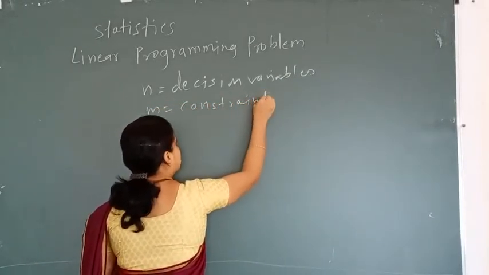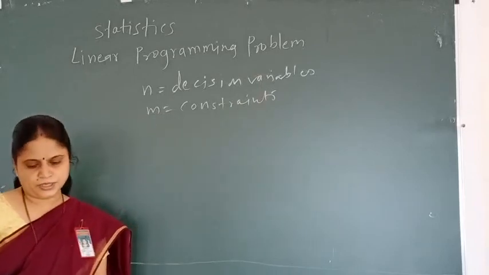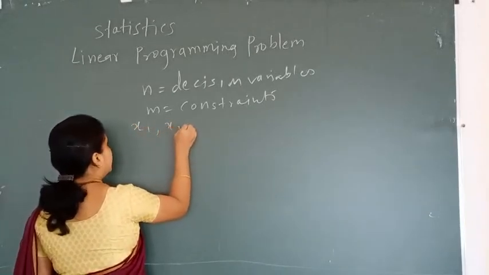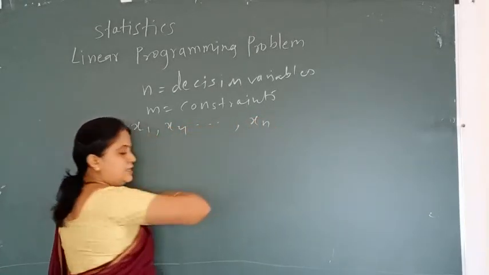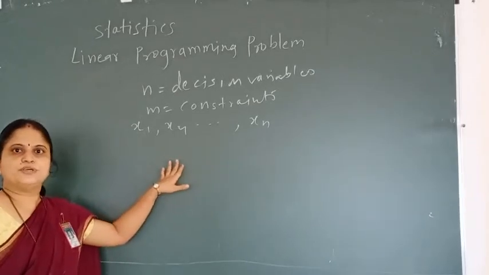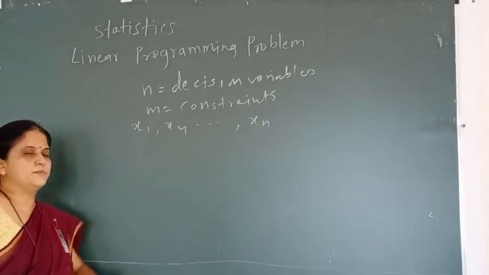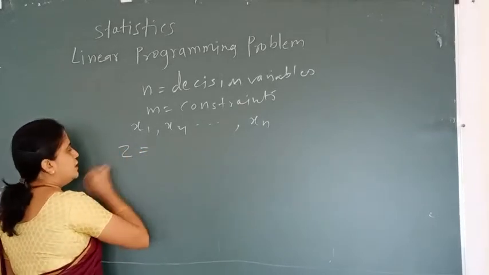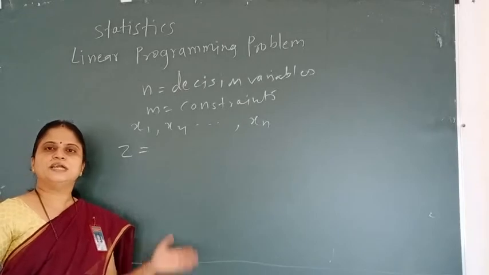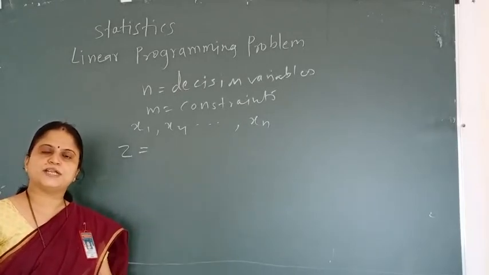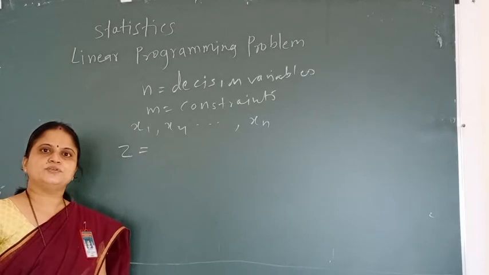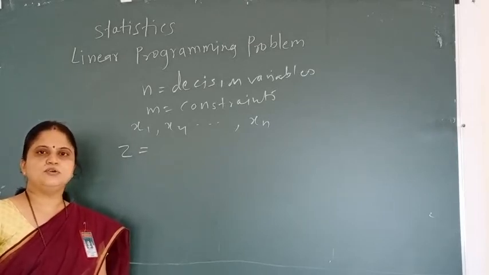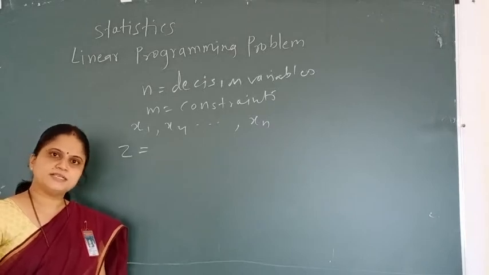Constraint means the conditions placed on the variable. The decision variables, as I told you, are x1, x2, up to xn, n in number. These are the variables whose values we want to decide. Our problem is z, the equation called the objective function. According to our need, we want to minimize or maximize the value of z, that is, we need to optimize it.